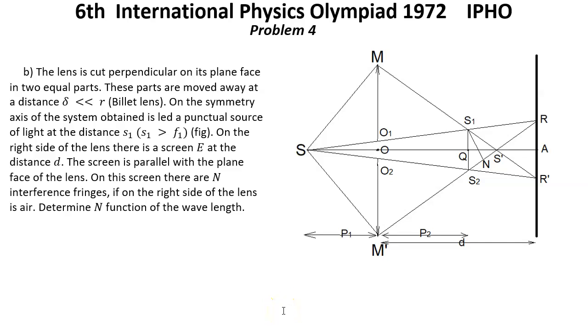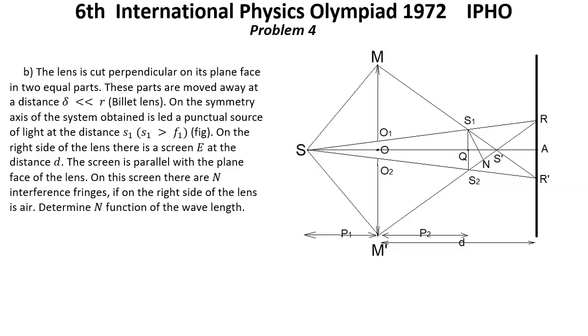Billet lens. On the symmetry axis of the system obtained, let there be a punctual source of light at the distance S1. S1 is greater than F1. On the right side of the lens there is a screen E at the distance D. The screen is parallel with the plane face of the lens. On this screen there are n interference fringes. Determine n as a function of the wavelength.